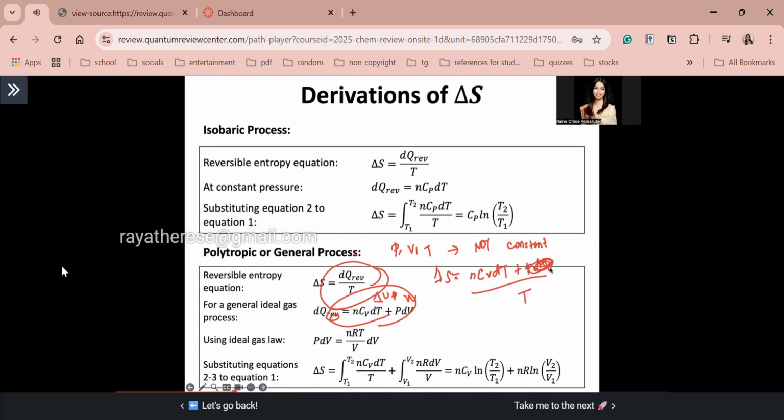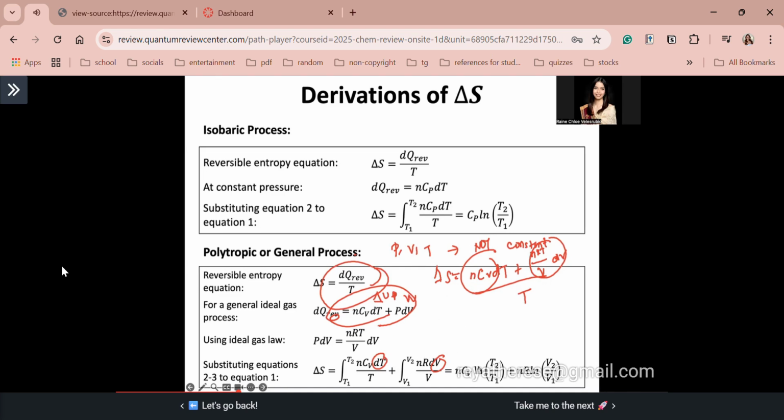Then for this P dV, of course, you need to substitute it. So you make it nRT over V dV. Then you take the integral of this. How do we do that? Look here at the fourth row. Delta S is equal to the integral of nCv dT over T from T1 to T2. Notice I separated nCv dT and nRT over V dV, because these are different variables. Plus the integral of nR over V times dV, and the integral is from V1 to V2.